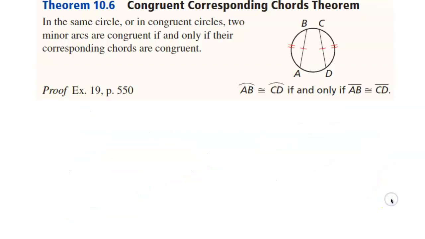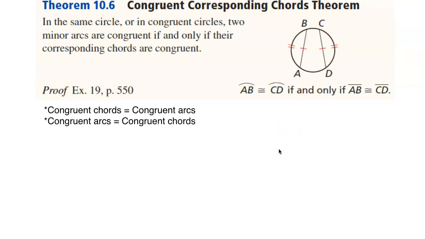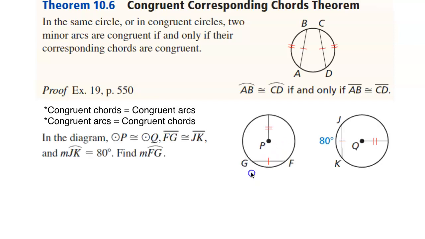And so the first theorem we're going to look at is if you're in the same circle or different circles that are congruent, if you have congruent chords, so if AB and CD are congruent chords, then the arc that stretches from B to A and the arc that stretches from C to D, those also have to be congruent arcs. So basically it works like this. If you have congruent chords, you have congruent arcs. Or if you start knowing that you have congruent arcs, then you have congruent chords. And so it works out really nicely because it goes both ways.